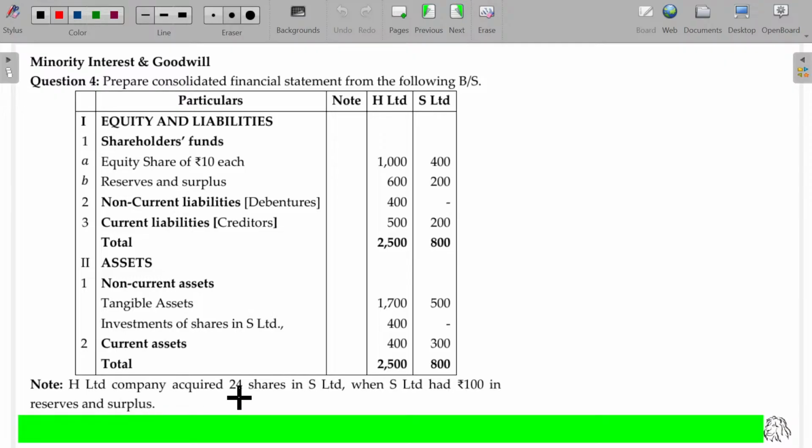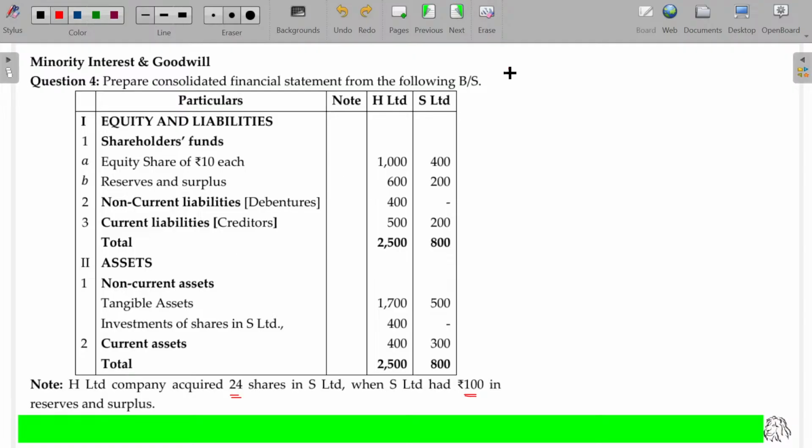H Limited company acquired 24 shares in S Limited when S Limited had 100 in reserves and surplus. The overall reserves and surplus being 200, but at the time of acquisition, the reserves and surplus being only 100. So the remaining 100 will be post acquisition. Now I have included the post acquisition profit also, a comprehensive illustration.